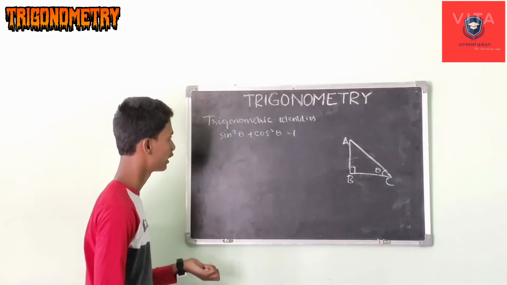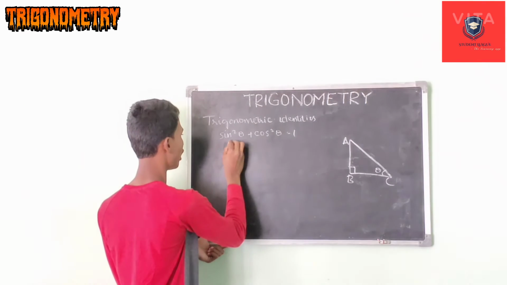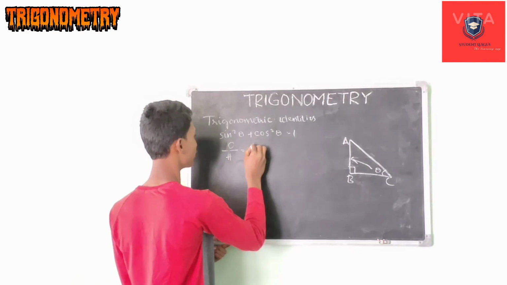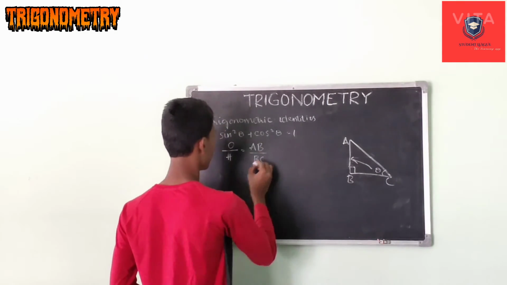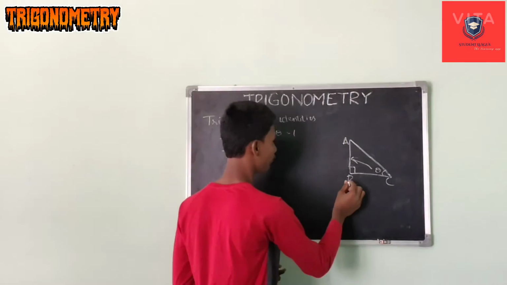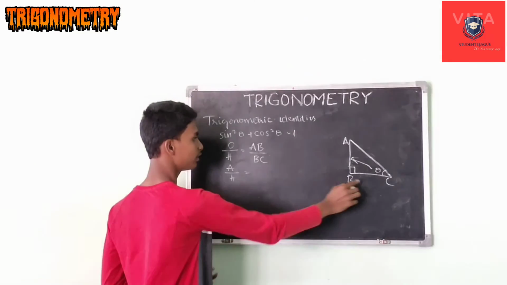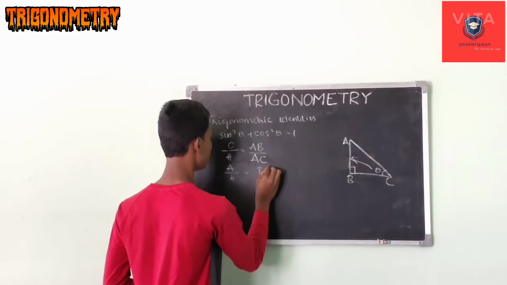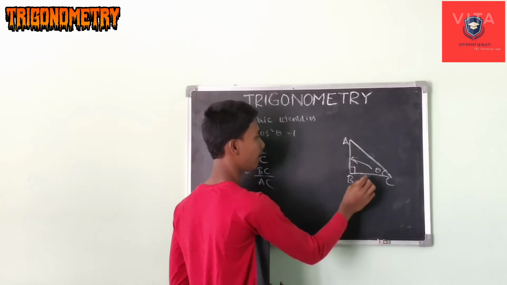So what is sin theta? Sin theta is opposite side by hypotenuse. The opposite side for theta is AB, so sin theta is AB by AC. And cos theta is adjacent by hypotenuse, which means BC by AC.